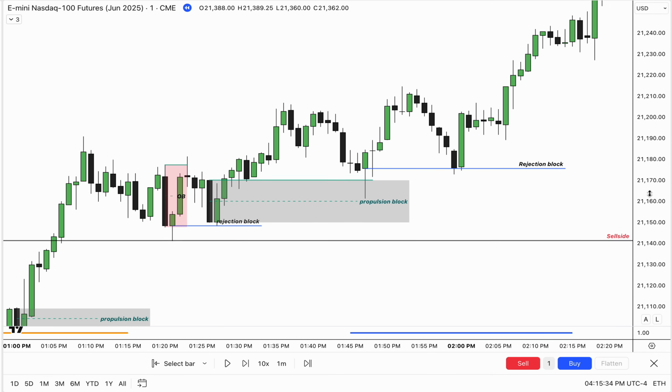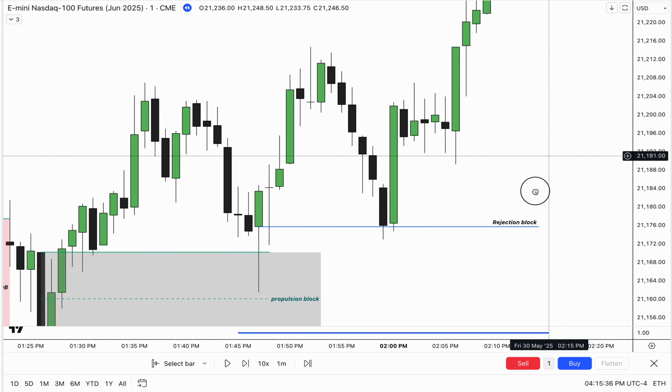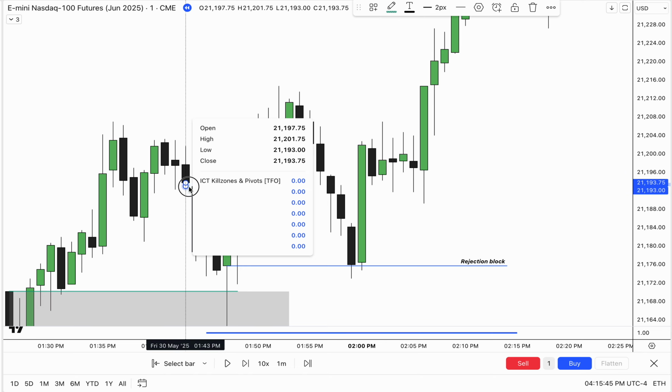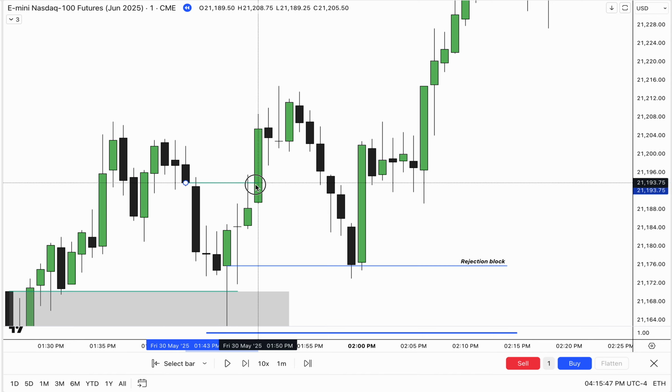Like this example here, there's your volume imbalance. Okay, a bearish volume imbalance.